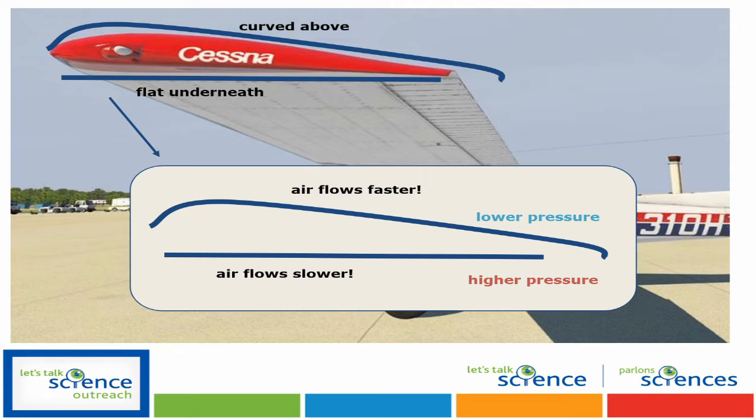The air pressure below the wing is greater than the air pressure above the wing. Because of this, the wing will be pushed upwards by the pressure. This is the lift force. The lift is caused by the airflow around the wings.